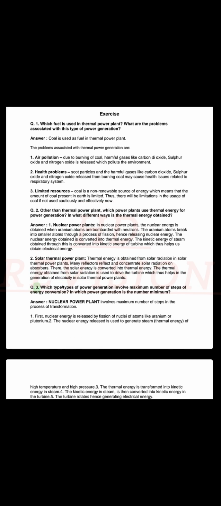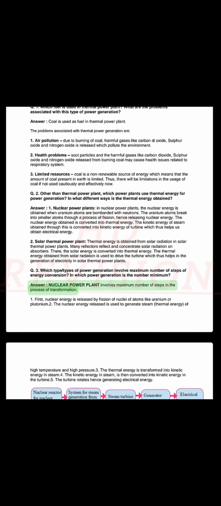Q3. Which types of power generation involve maximum number of steps of energy conversion? In which power generation is the number minimum? Answer. Nuclear power plant involves maximum number of steps in the process of transformation. 1. First, nuclear energy is released by fission of nuclei of atoms like uranium or plutonium. 2. The nuclear energy released is used to generate steam, thermal energy, of high temperature and high pressure.